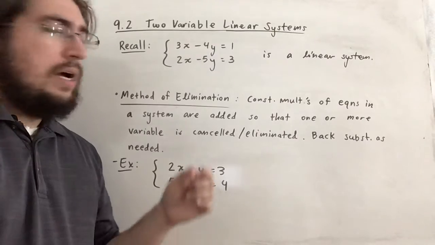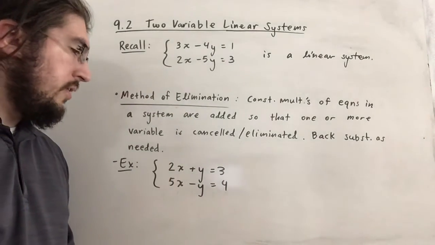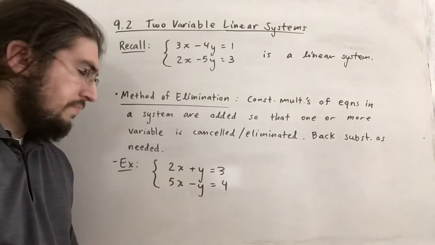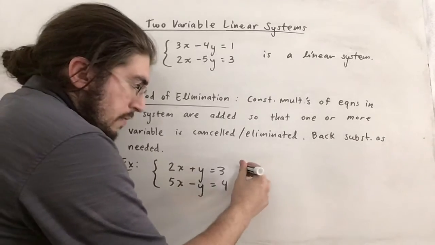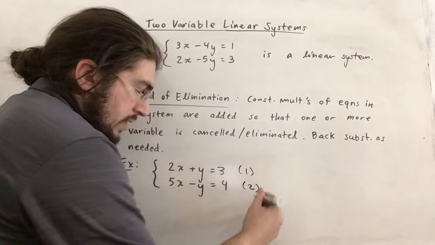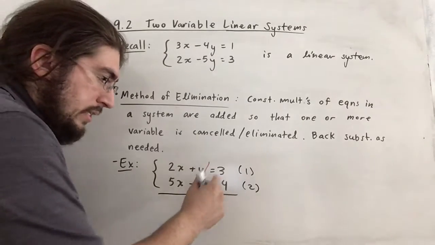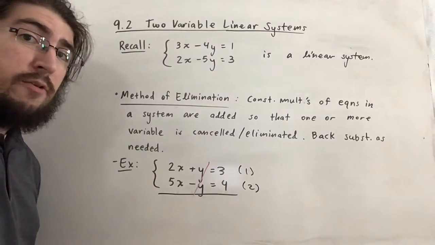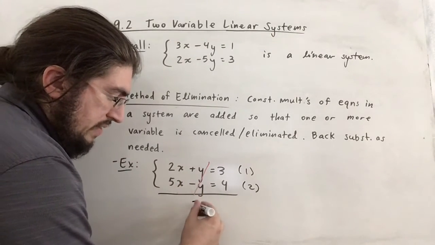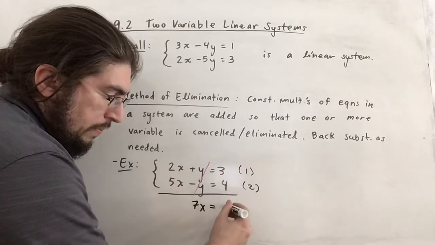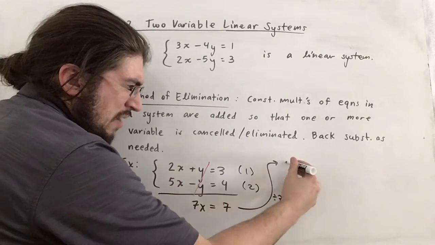Now, eventually I want to do this one, but for right now, let's start with something a little easier. This I think is more simple. Now notice if you just add these straight together, remember our notation, this is equation 1, this is equation 2. If you add these together, what happens is the y's cancel out. So the y variable here has been eliminated. What we have left over is 2x plus 5x, which is 7x, equals 3 plus 4 is 7. So from here we can divide by 7, and we get x is equal to 1.